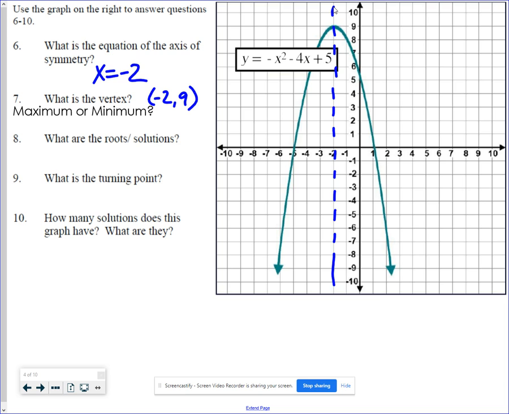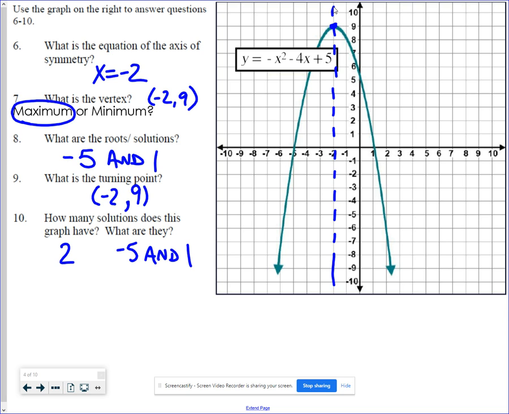Right, that's this point right here at the very top of the graph, and because it's the very top of the graph, that is the maximum. The roots, or the solutions, or again the zeros, it looks like it's off by just a little bit, but it's really at -5 and +1. The turning point is that vertex. That's -2, 9. And how many solutions? We again have 2 solutions. They're -5 and 1.